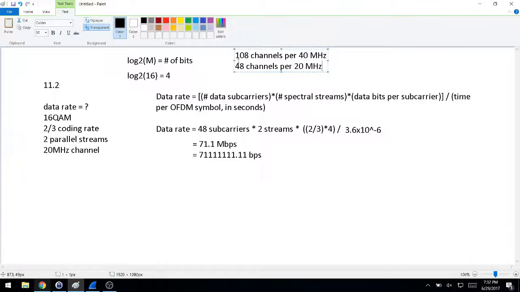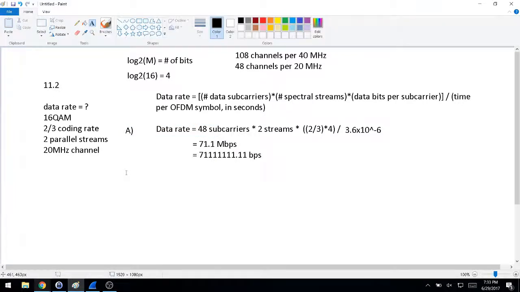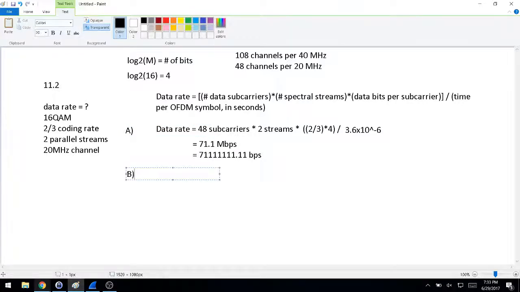And so that's an important distinction to make, is just because our channel is twice as large, let me actually make this clear, this is for part A. Just because our channel is twice as large does not mean we just have twice as many subcarriers. Because of the extra space and the changes we make with that space, we can actually be slightly more efficient with our use of the channel.